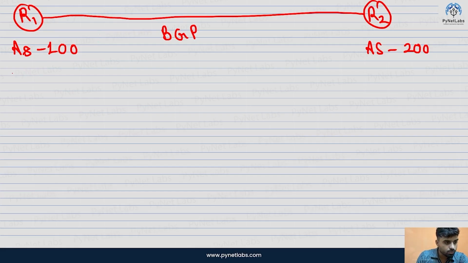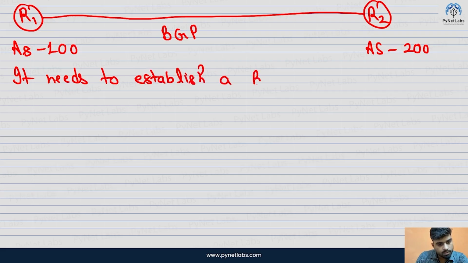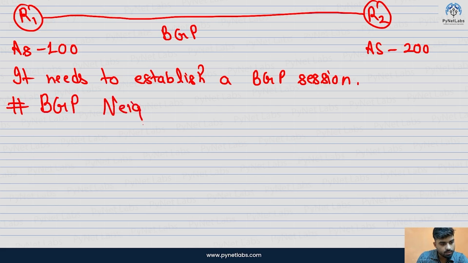So what your router needs to do is establish a BGP session. Once this BGP session is formed, only then will your routers be able to exchange the routes. In order to establish this BGP session, your router needs to go through 6 states, and those states are known as BGP Neighbor States. This is what we are going to learn.